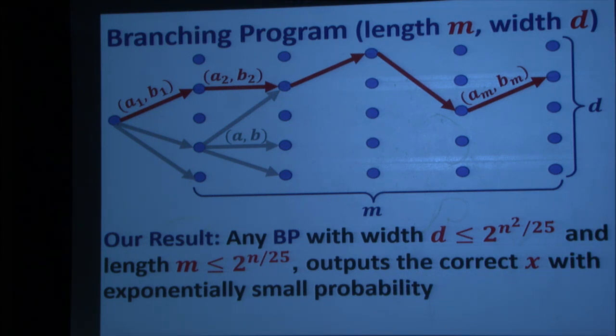So log of d is the memory that you use, n squared, the number of memory bits that you use. Even if you use n squared over 25 memory bits and exponential time, you still output the correct x only with exponentially small probability.